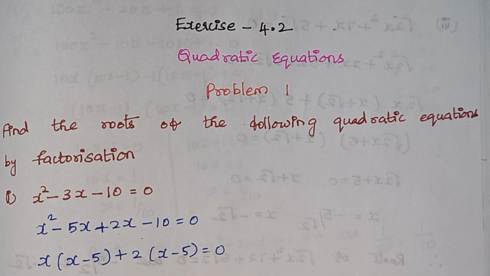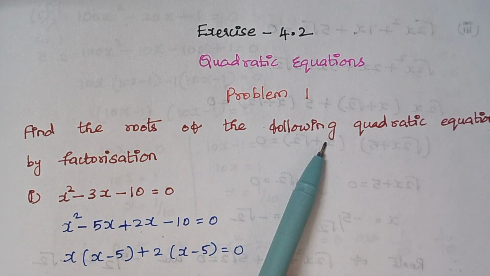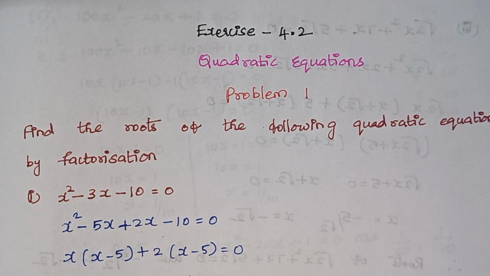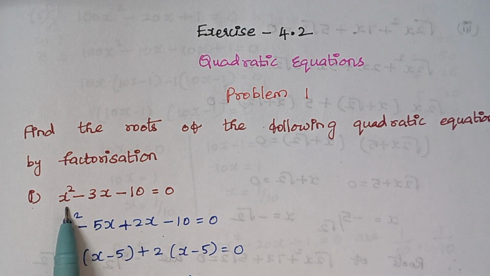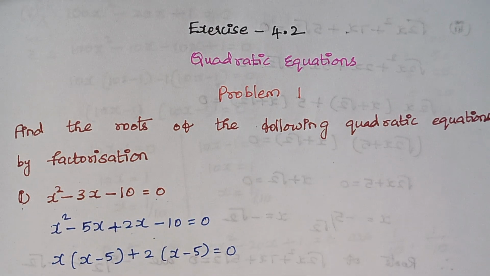Today we are going to solve problems in exercise 4.2, quadratic equations. We start with problem 1. It has many subdivisions. So here the first thing is find the roots of the following quadratic equations by factorization. So the first one is x square minus 3x minus 10 is equal to 0.